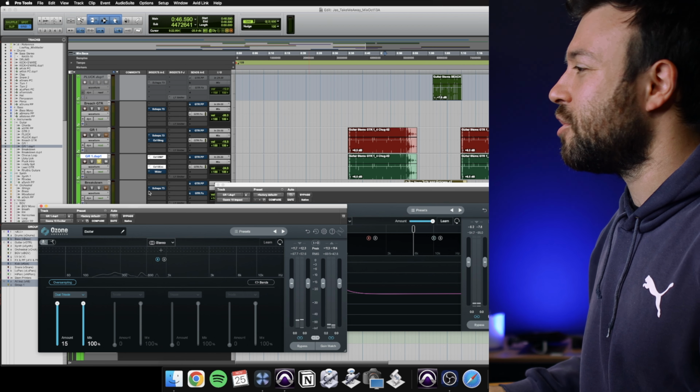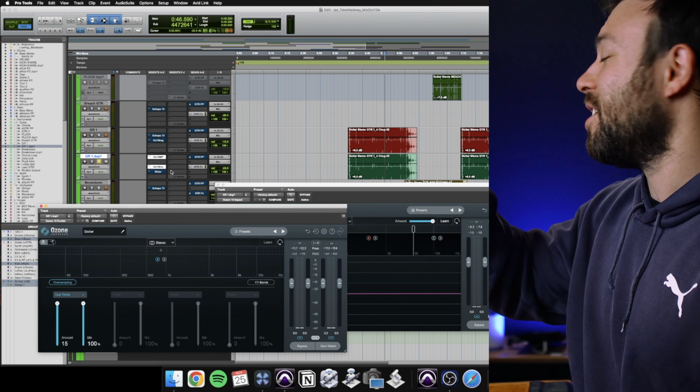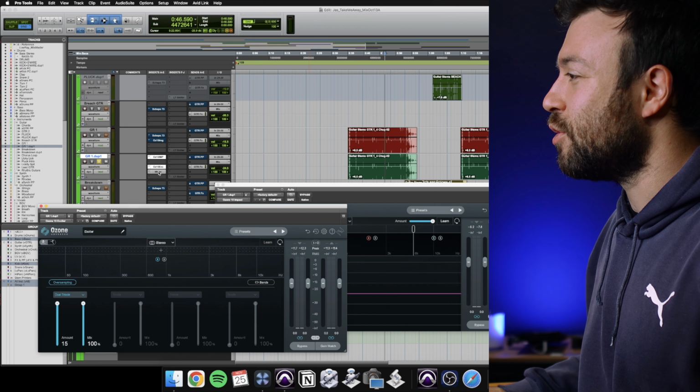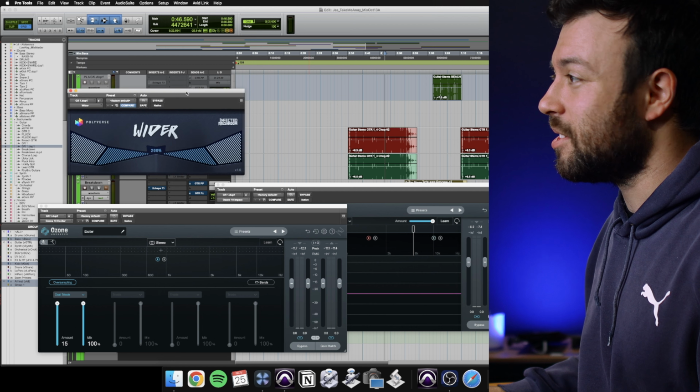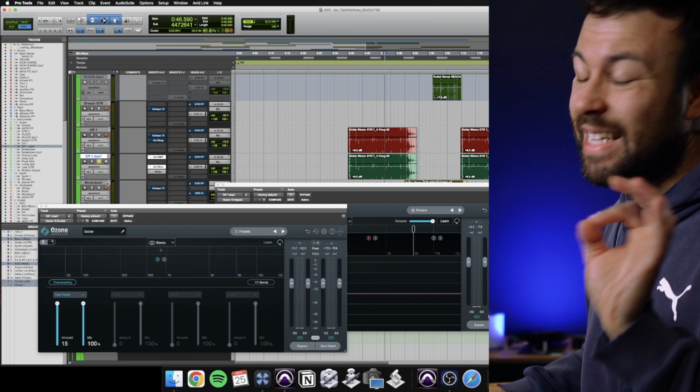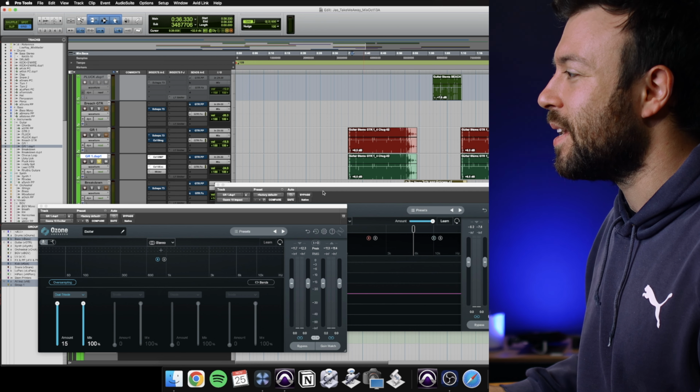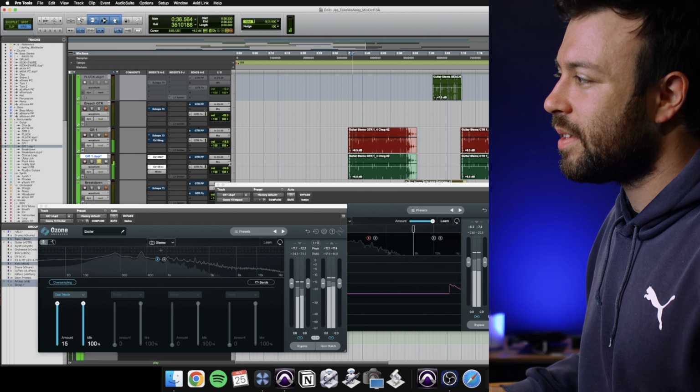And then I just wanted to go ham because I didn't want any information down the center. So I used Wider at 200% because, well, I can, and it's a very subtle effect, which is creative. So listen to this in the parallel now.